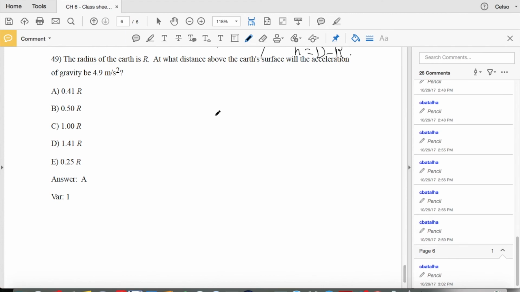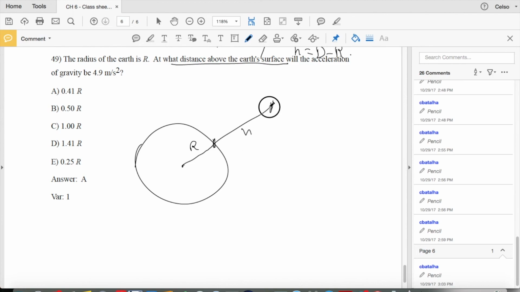The radius of Earth is r. At what distance above Earth's surface will the acceleration be 4.9? It's kind of the same problem, right? So we have Earth, radius r, at what distance h? So we want to find h. What distance above Earth's surface will the acceleration be 4.9 meters per square second?